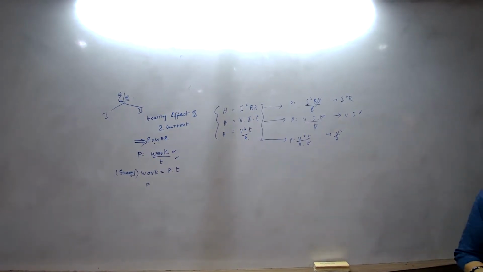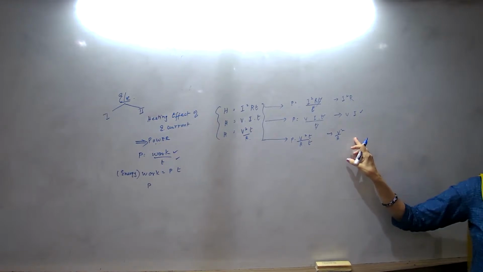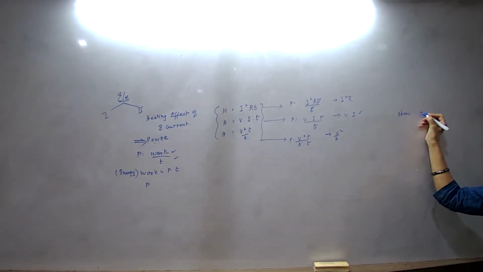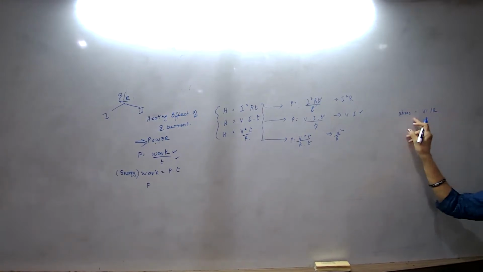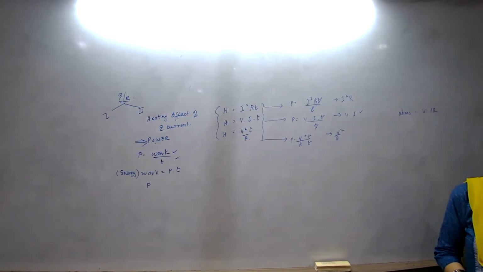If you don't remember this, we can definitely go back to our Ohm's law. What does our Ohm's law tell us? E is equal to IR. We can substitute here. You can understand. Correct?